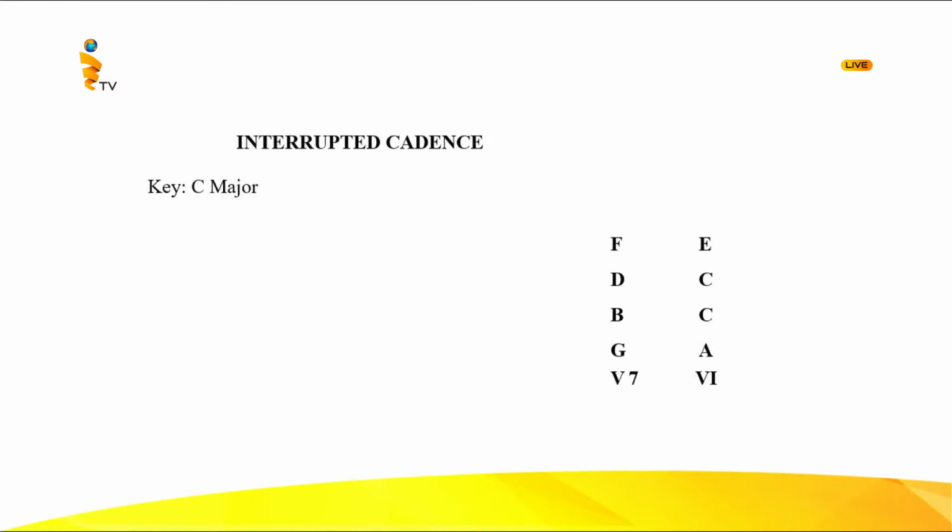Here you can see the 6th chord interrupted cadence effect, 5 to 6. So here 5, 7 to 6. Normally we write in the interrupted cadence the 6th chord A, C, C, E, because we have to double the third.